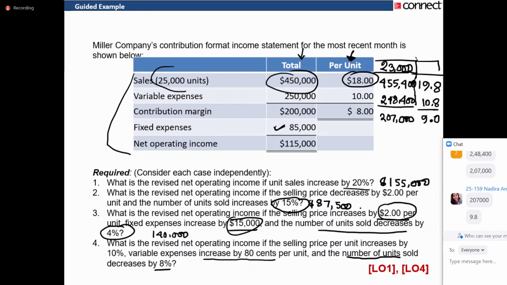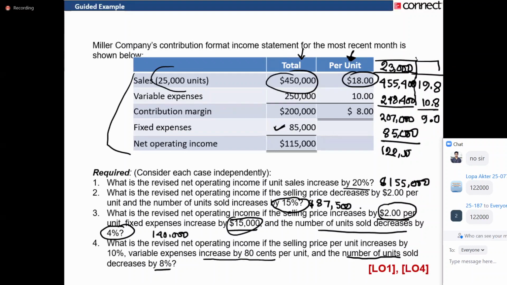9.8. No, it is to be 9. Okay. Now, is there any changes in the fixed expense? We see in the number 4 requirement, there has been no changes in the fixed expenses. We see, yeah, it is to be as before 85,000. So the difference between this is $122,000. You see, the net operating income is $122,000.